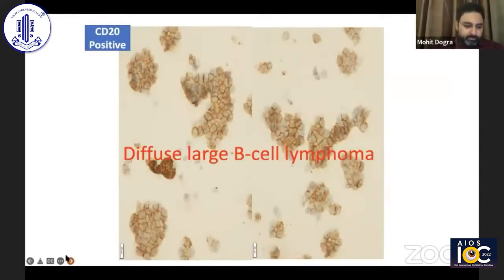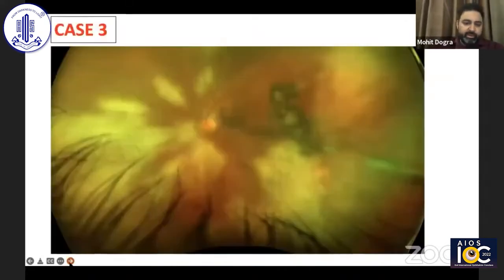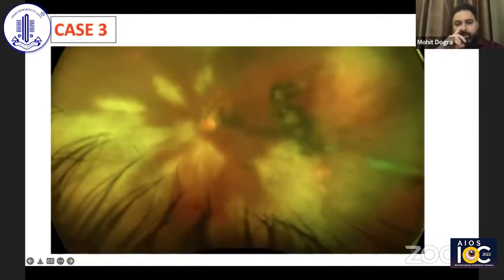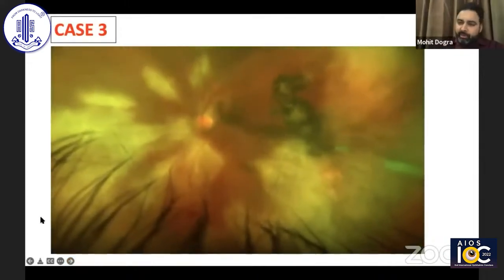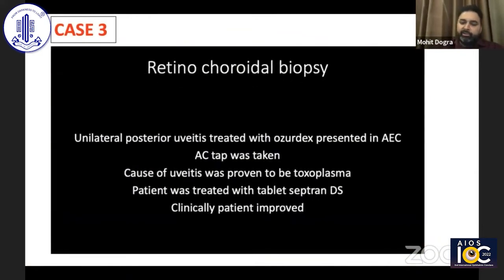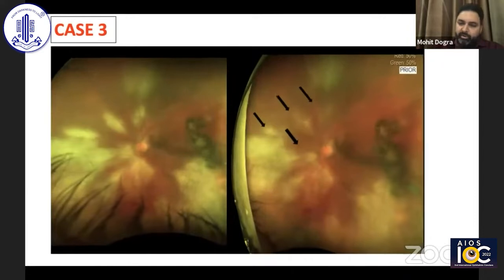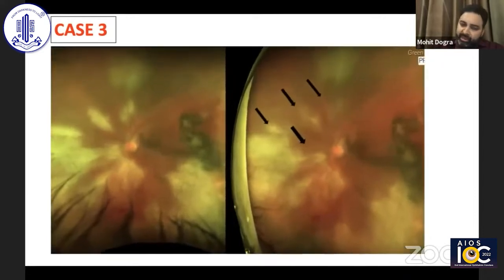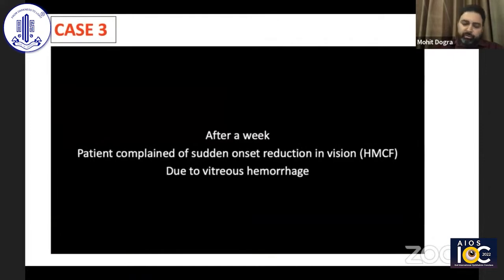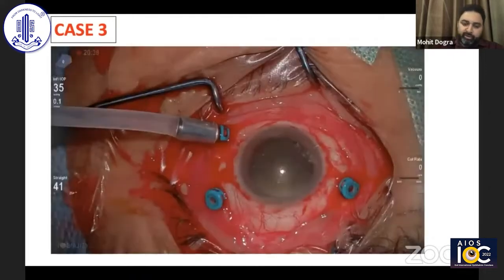And if time permits, I'm going to maybe show one slide. This is courtesy of Professor Ramandeep. So this patient actually had received Ozurdex elsewhere and was then sent to us. When the patient came to us, this patient had multifocal retinitis lesions. The aqueous tap was sent for PCR, and it showed toxoplasma positivity.